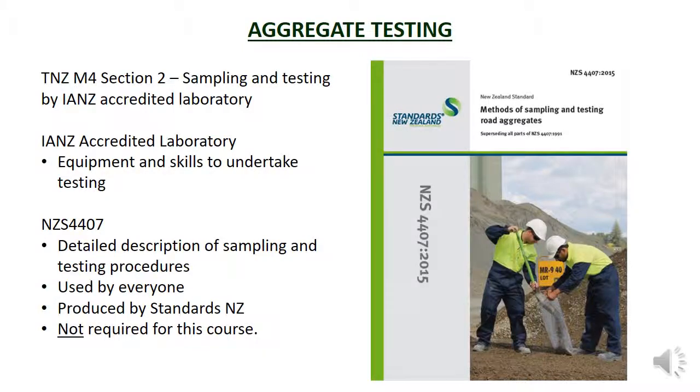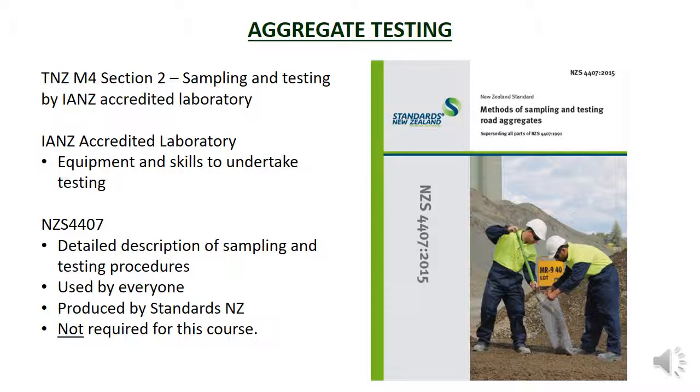Section 2 of TNZ M4 is the general requirements. The main requirement is that all sampling and testing is done by an IANZ accredited laboratory. That means that the laboratory has the equipment and skills required to undertake the testing as required by the specification. IANZ are the government organisation tasked with checking this.